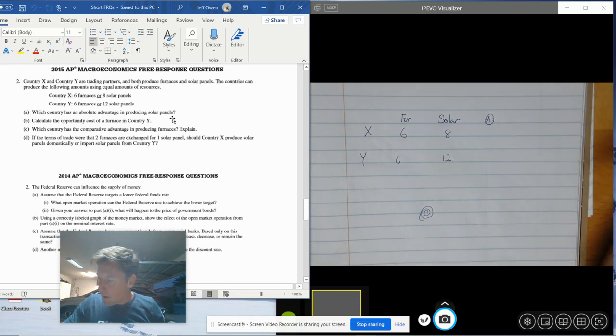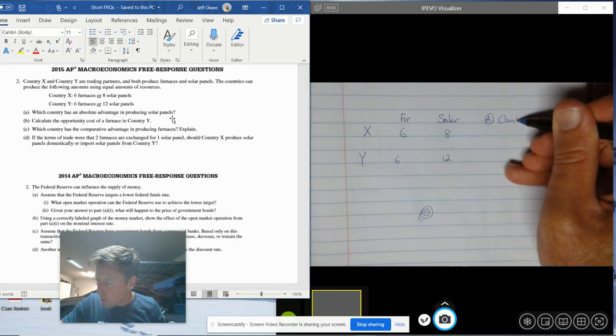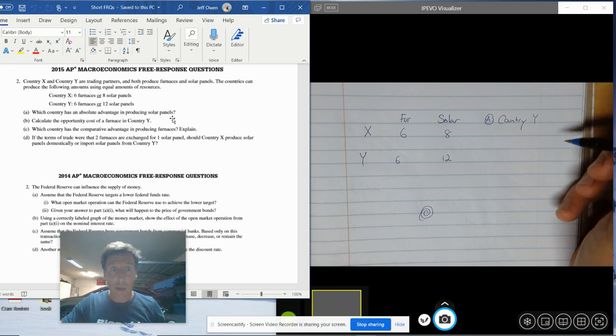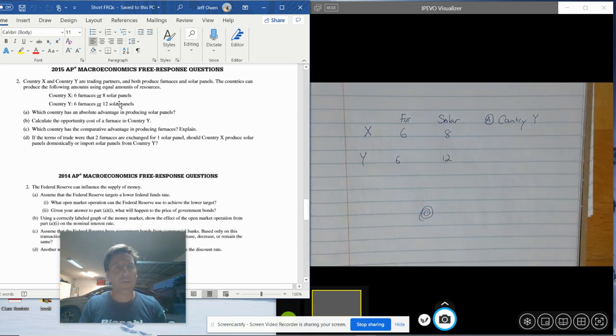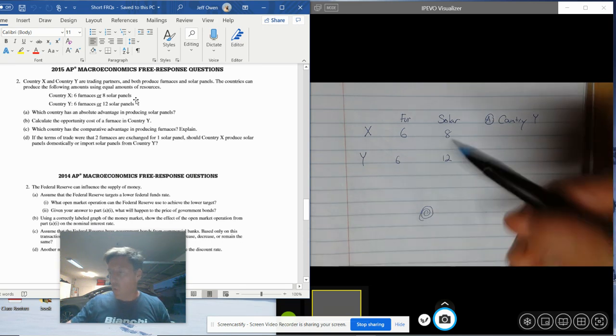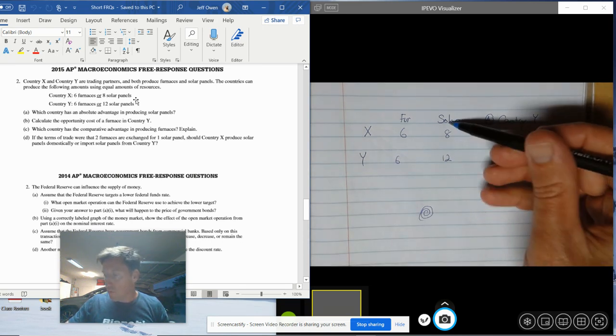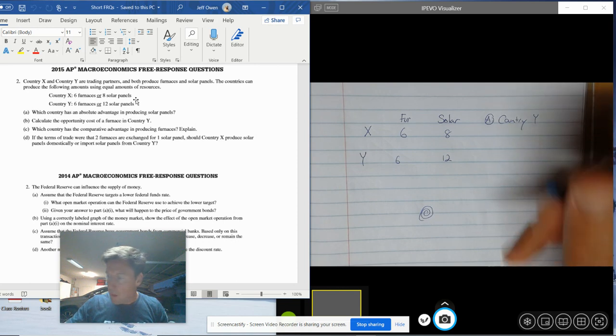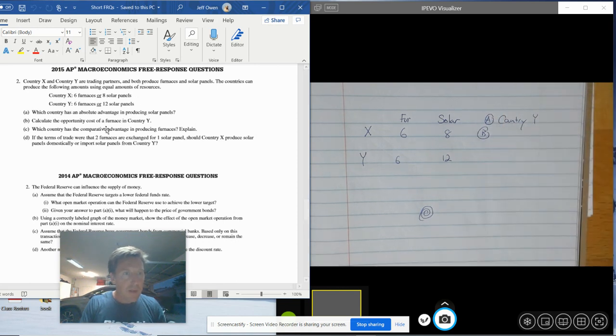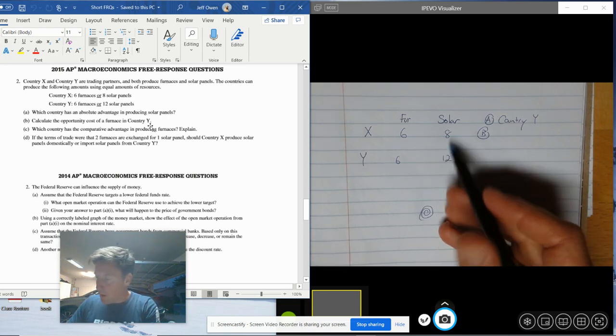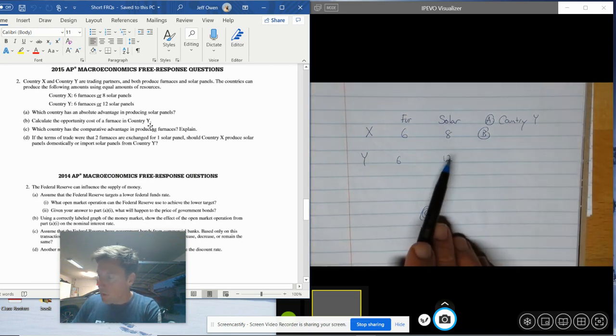So Y has an absolute advantage. That would be country Y. Why? Well, because absolute advantage is who can produce the most in the time period, or who can produce a good with the least amount of resources. This is an output question. They produce furnaces and solar panels. And so this is an output question. Y is larger, produces a larger number of solar panels. Boom. B says, calculate the opportunity cost of one furnace in country Y. All right, country Y, the opportunity cost of one furnace. This is output. Other goes over.